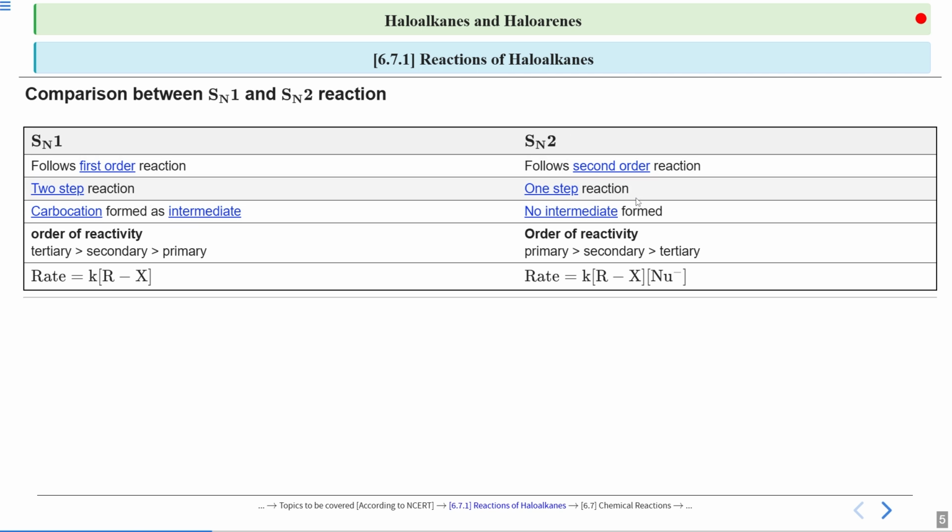SN2 is a one-step reaction. It doesn't involve any intermediate formation. So no intermediate forms in the SN2 reaction. Meanwhile, in the SN1 reaction, carbocation is formed as an intermediate in the first step, which is the slower step. For the SN1 reaction, the order of reactivity is from tertiary to secondary to primary, right?